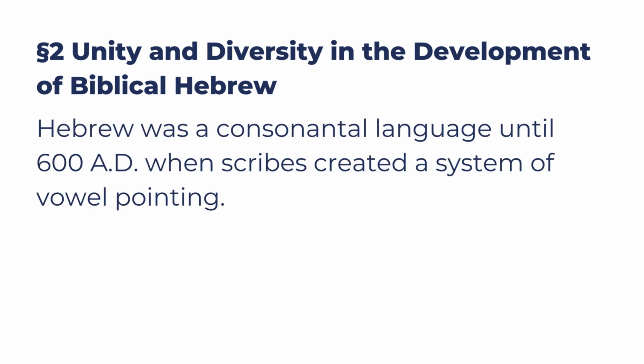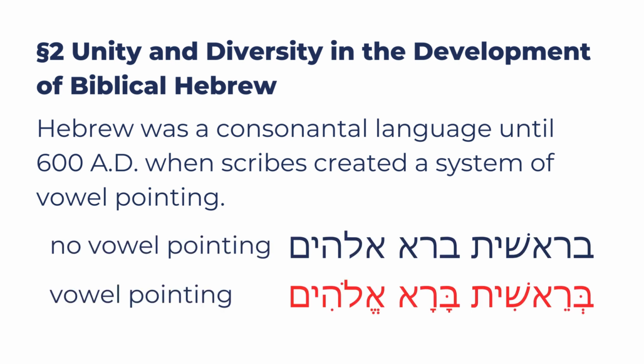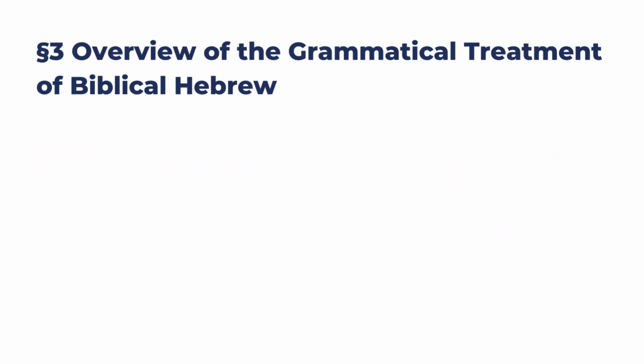Now, Hebrew was a consonantal language until 600 AD, when scribes created a system of vowel pointing. These scribes were called Masoretes, which just means to hand down. Now, several different versions of the vowel system were created, but the most prominent system came from the Ben Asher family. They lived in Tiberias and Israel around 900 AD. Now, Merwe's grammar takes the Tiberian tradition as the basis for the grammar, but it is important to know that there are other vowel systems.